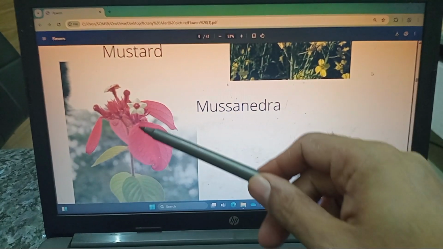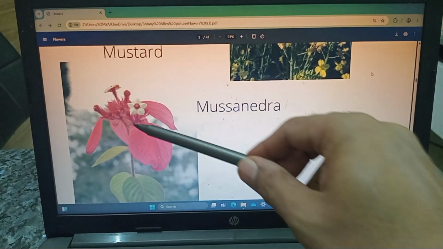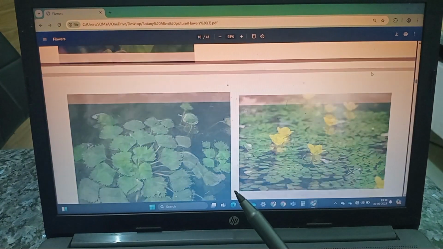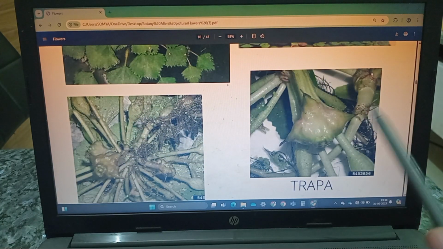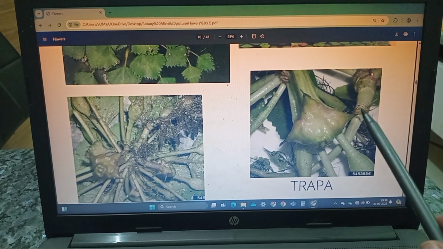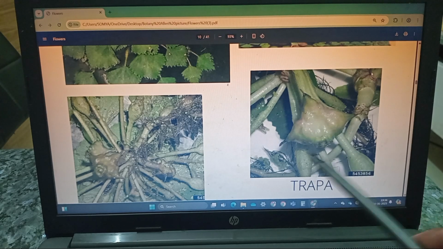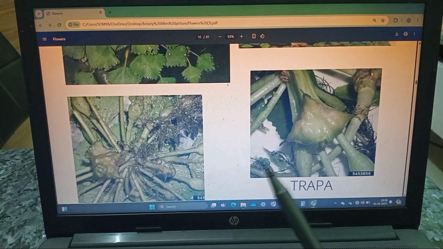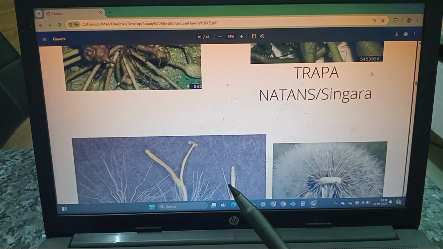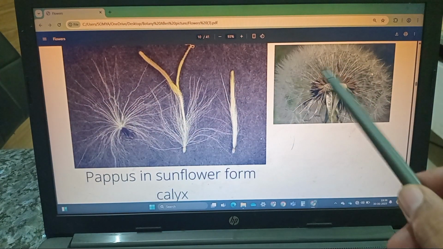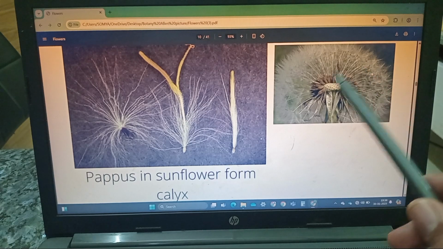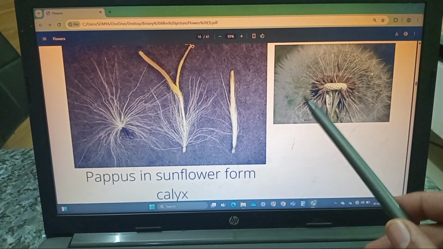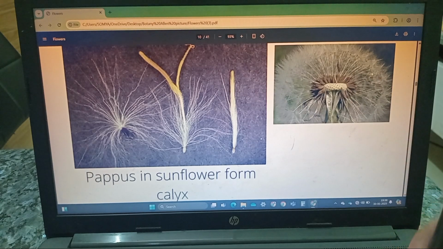In Mussaenda, one of the calyx lobes is modified and enlarged to attract the pollinators. The calyx is modified to persist in the form of spines in the fruit of this Trapa, which is the singara. These are the pappus. These floating white hair-like structures found in the seeds of the sunflower are the persistent calyx.